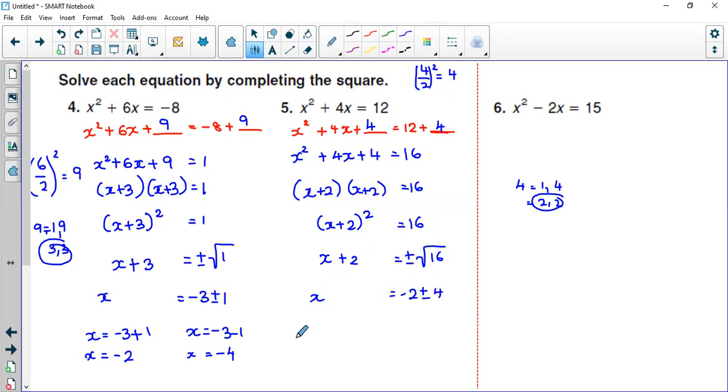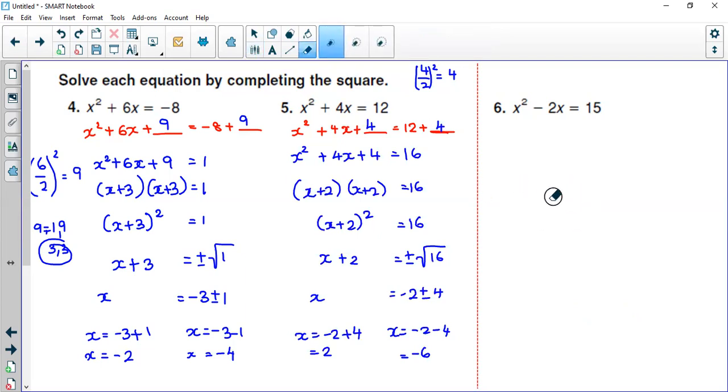So one solution is going to be x equals negative 2 plus 4, which is 2, or another one is x equals negative 2 minus 4, which is equal to negative 6. So x is 2 or x is equal to negative 6. Let's try to do the next question.